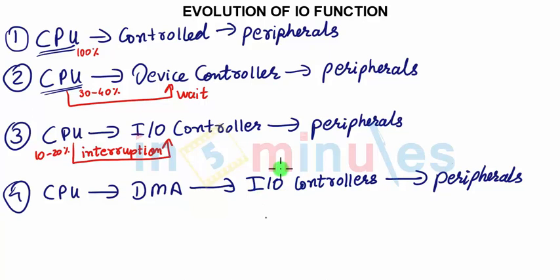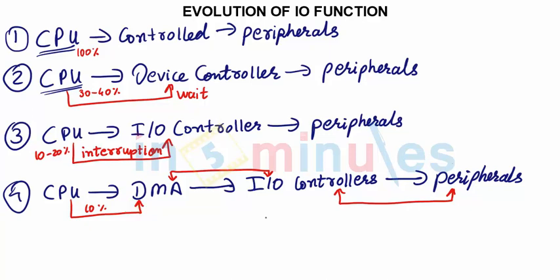Now, the biggest advantage was that the CPU is hardly used, about 10%, because now all the access requests would be forwarded to DMA, the direct memory access, which would communicate internally with the IO controller, and that IO controller would communicate with the needed peripherals for any kind of transfer. So the evolution of IO functionality started with the CPU controlling, then shifted to the device controller, then to the IO controller, and finally to DMA.